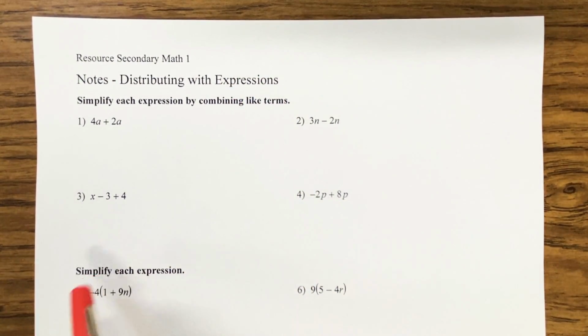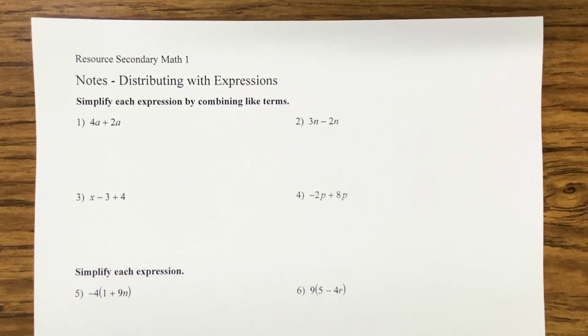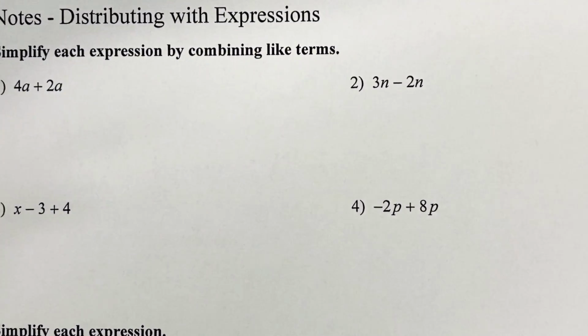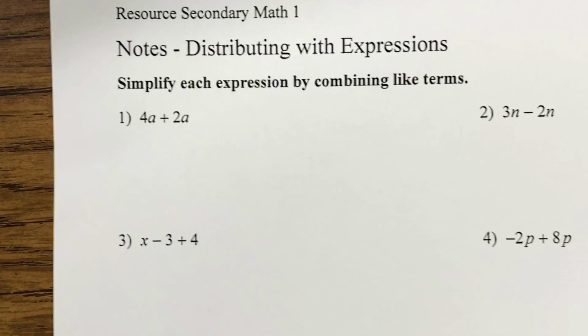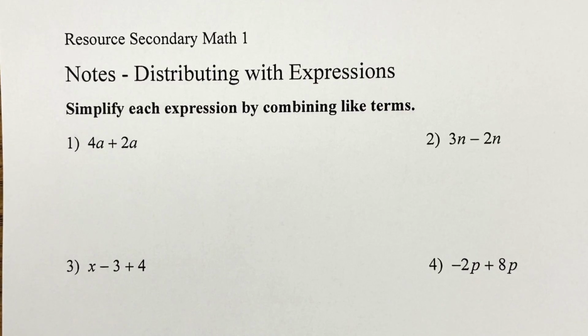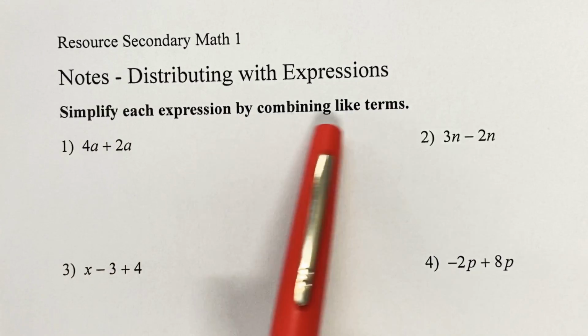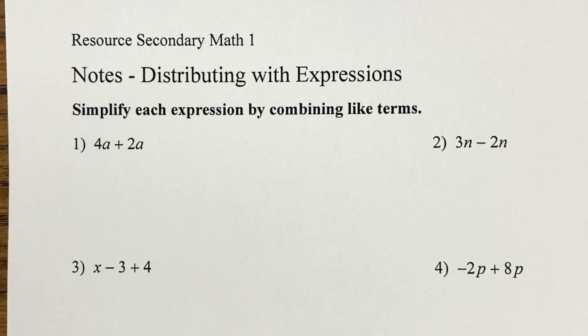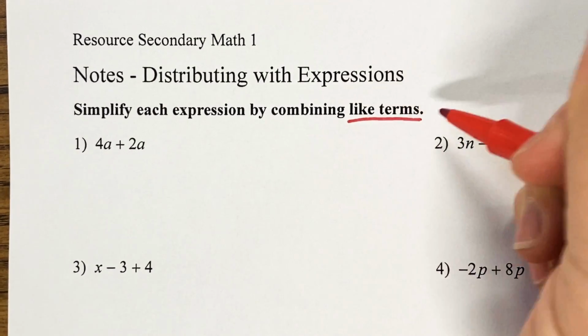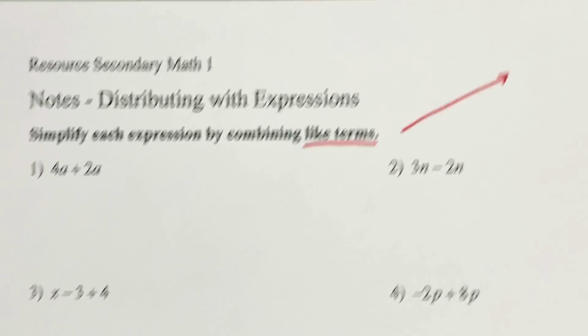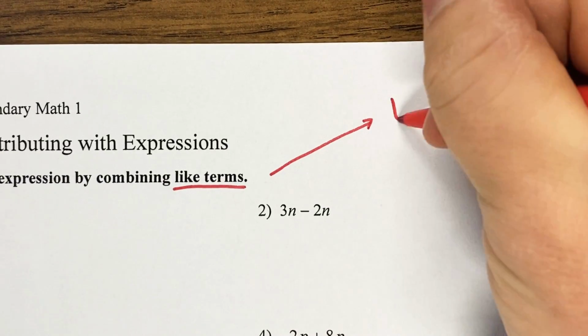Expressions are math sentences that don't have an equal sign, right? So we're not solving for anything, we're just simplifying things. So let's look at numbers 1 through 4. Okay, let's read our instructions. It says, simplify each expression by combining like terms. Well, first, let's review what a like term is.